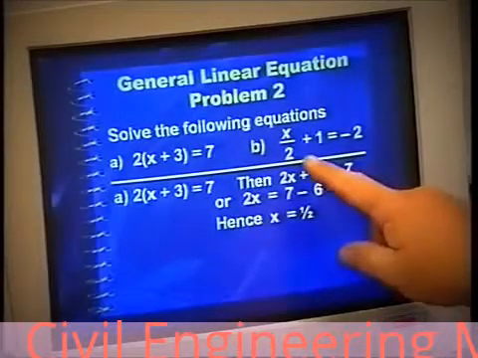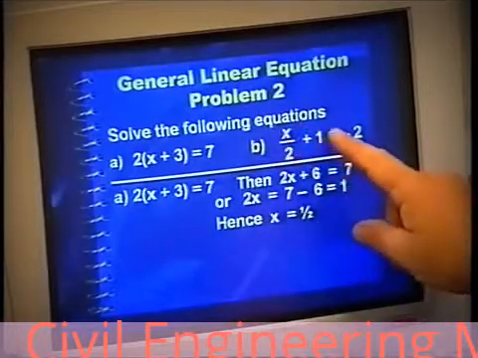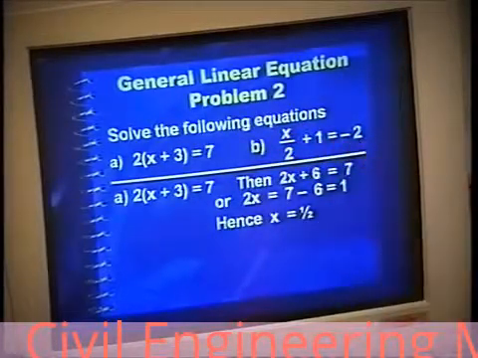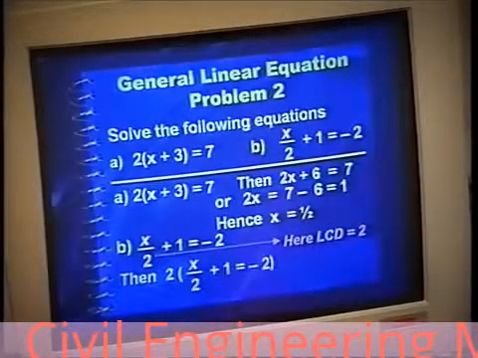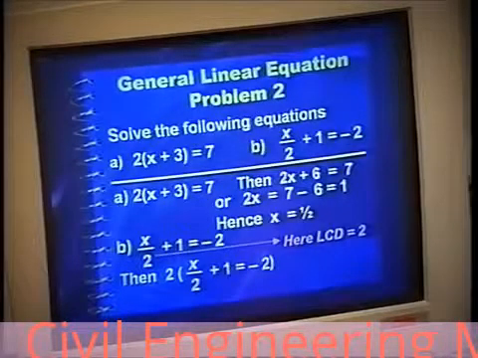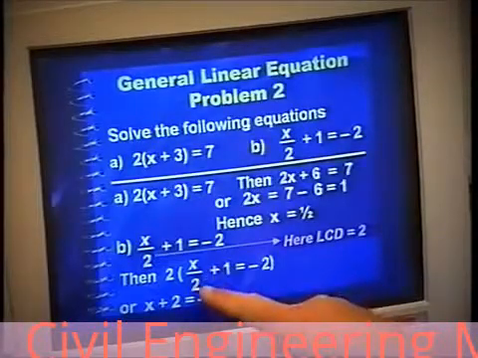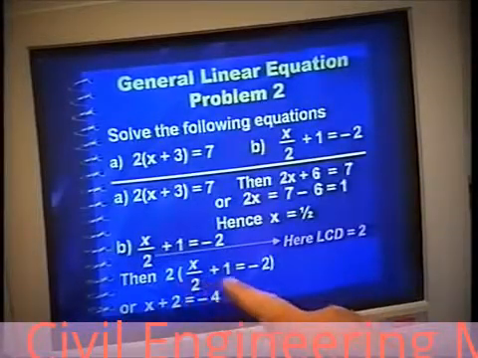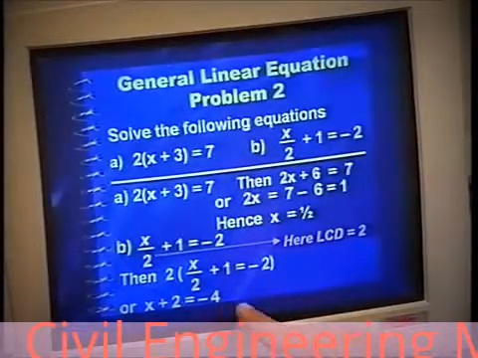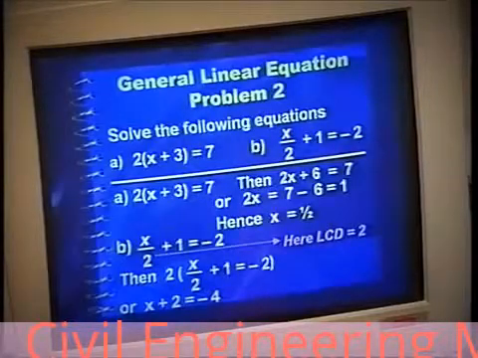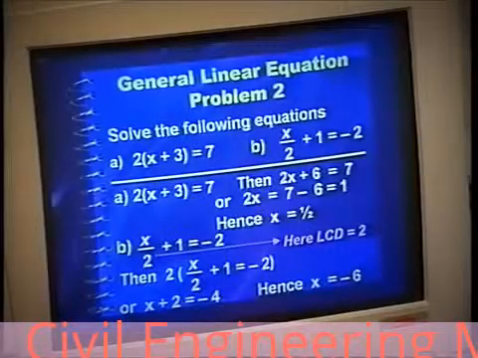The second problem, you see a 2 there in the bottom. That is called the lowest common denominator. If I multiply this whole part by 2 and that whole part by 2, I remove the fraction. Here we go. The lowest common denominator is 2, so I put 2 in front. I get 2 lots of x over 2. Well, that's simply equal to x because the 2 cancels against the 2. The 2 times 1 equals 2. And finally, the 2 times the negative 2 gives me negative 4. I'm back to one of those familiar equations. x plus 2 equals negative 4 means x equals negative 6.